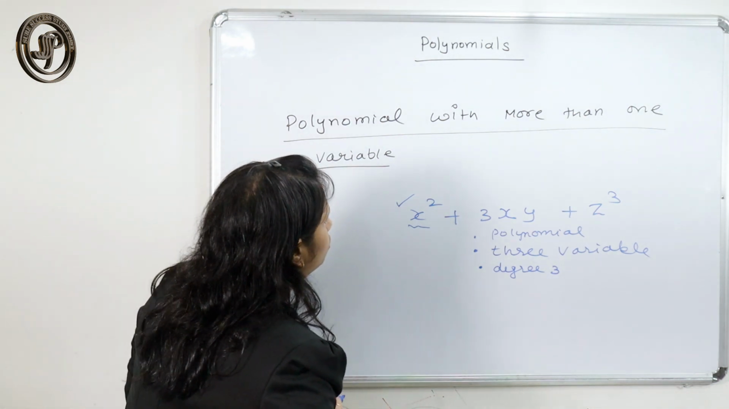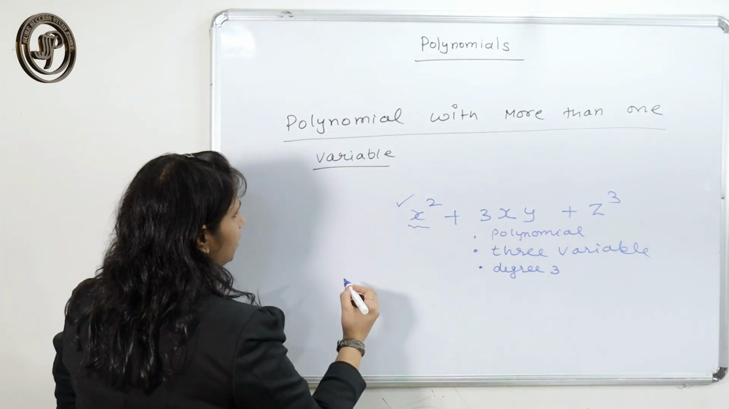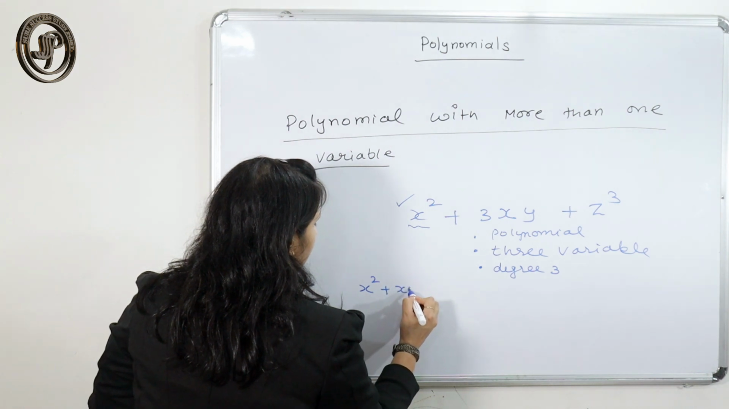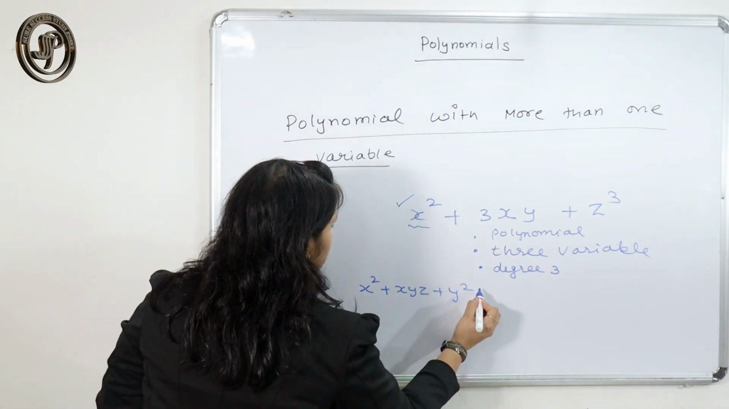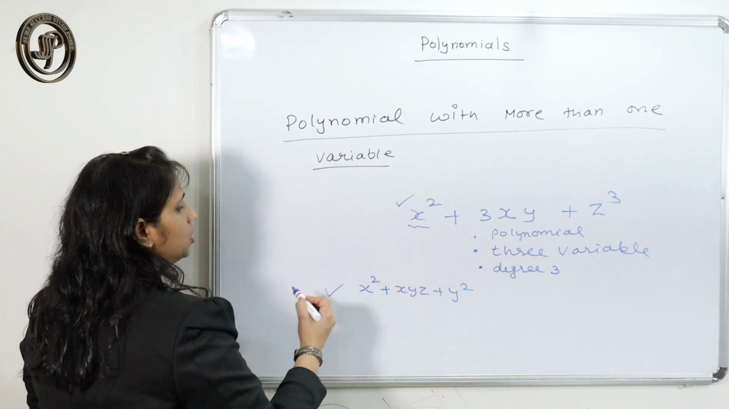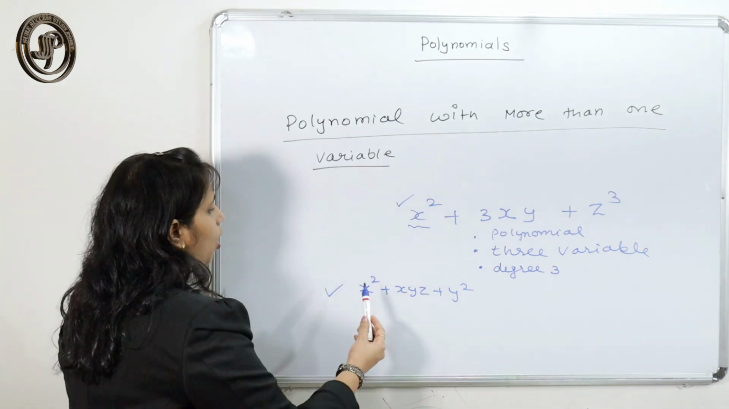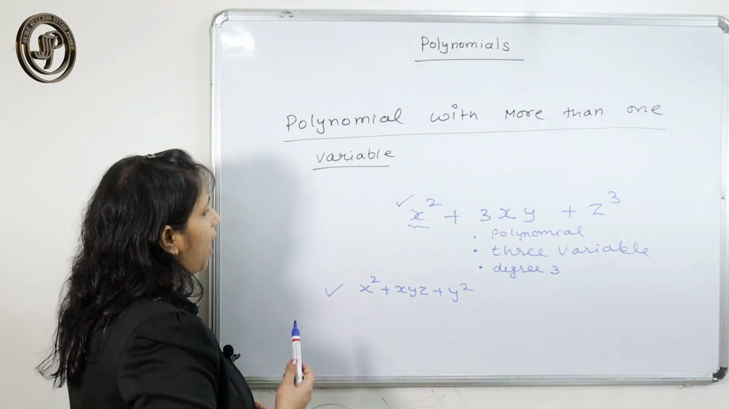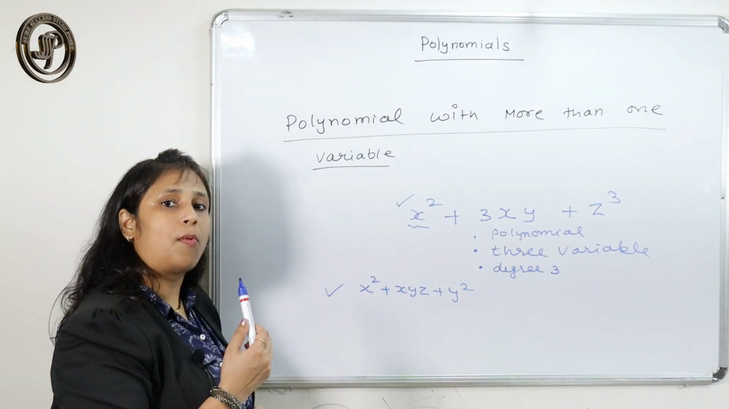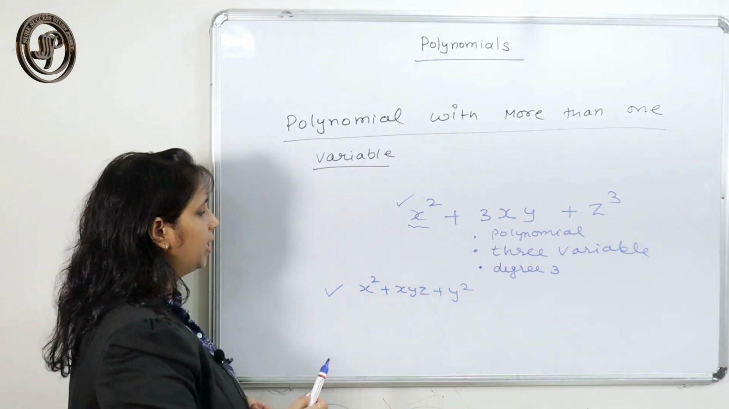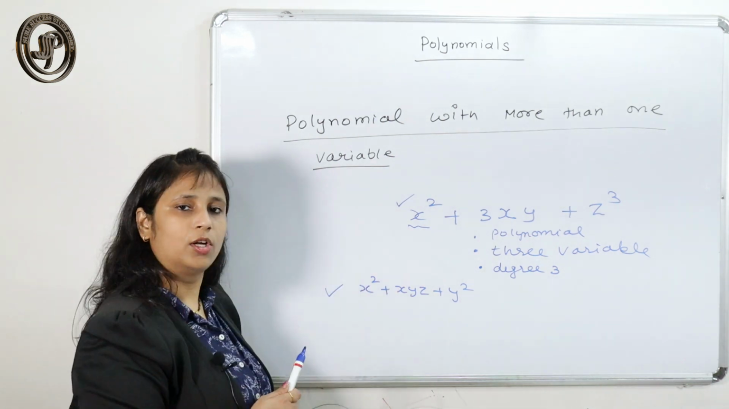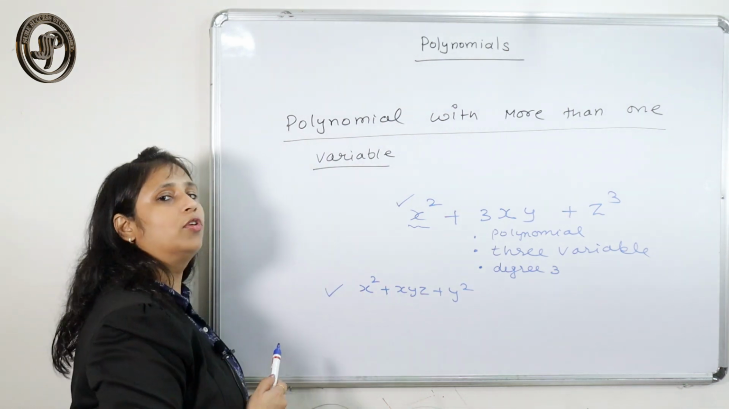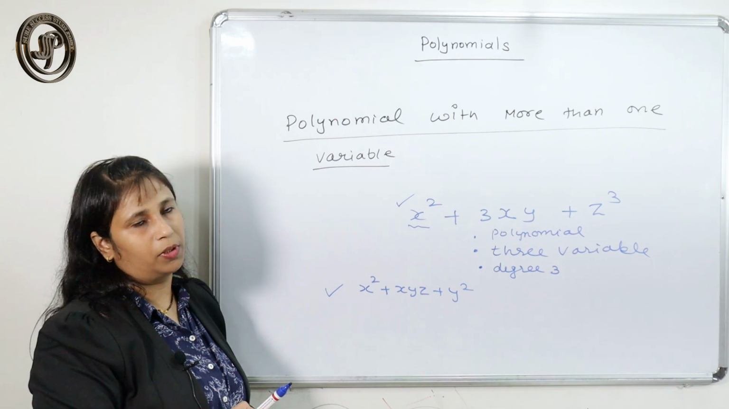So, if I write like this, x square plus xyz plus y square. This is a polynomial because the power of each term is a whole number, and this is a polynomial having three variables x, y and z. Now comes the degree. So what would be the degree of this polynomial?